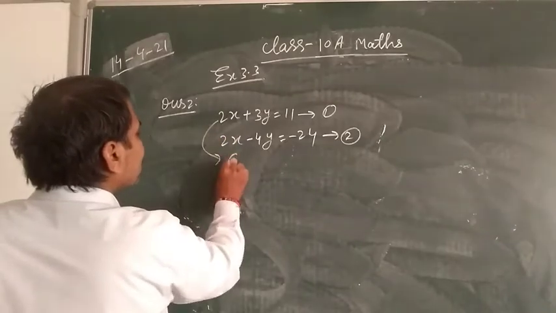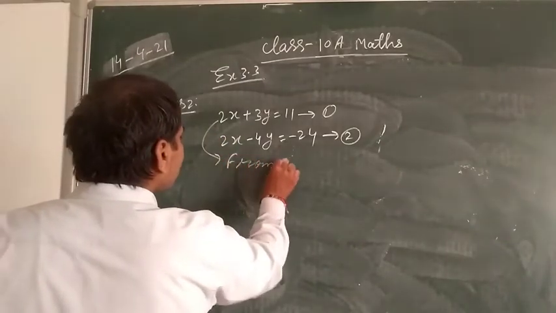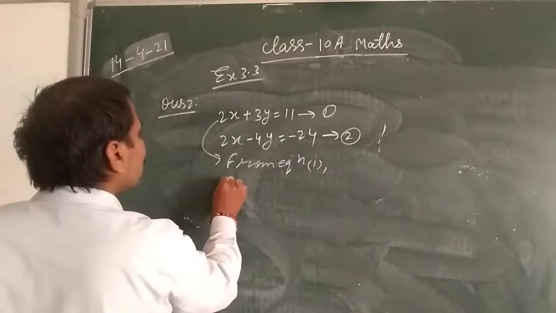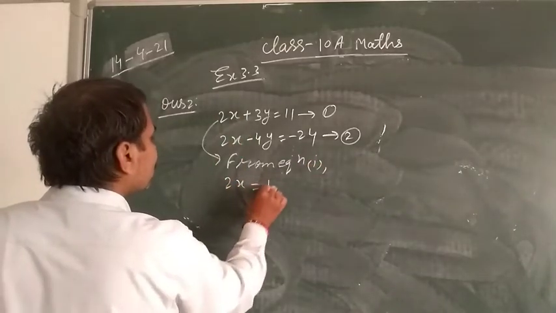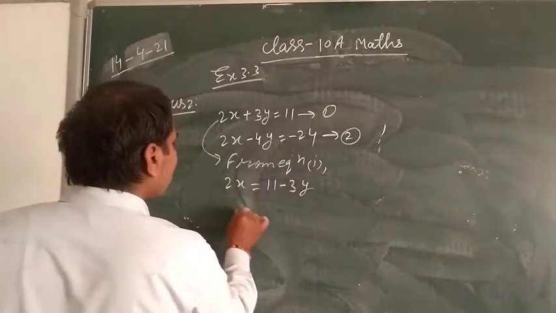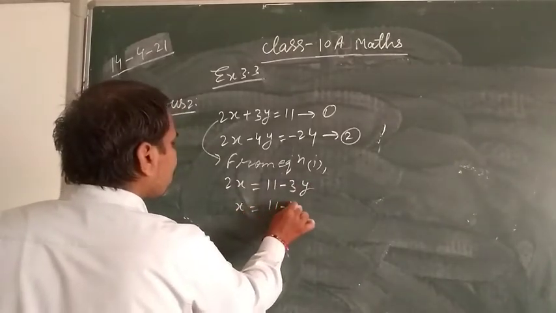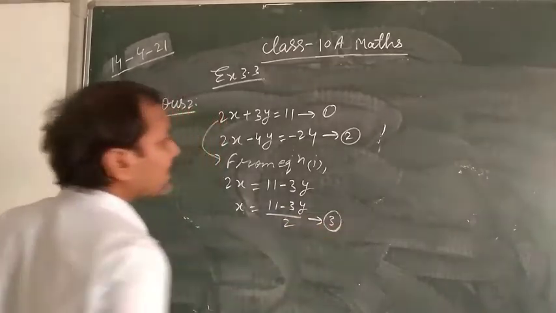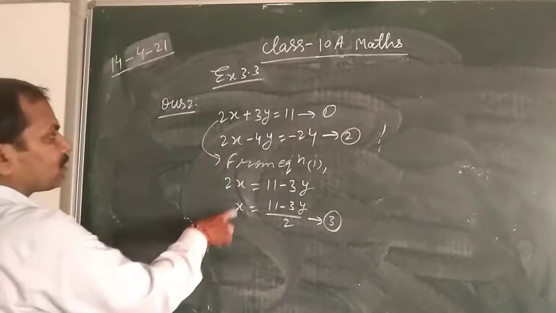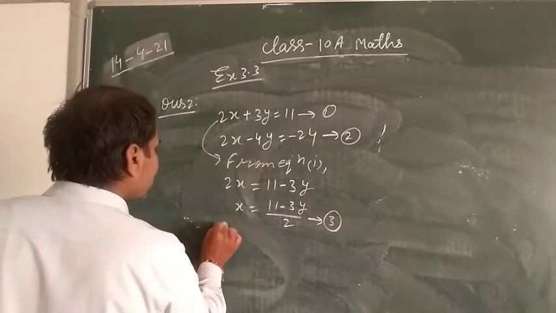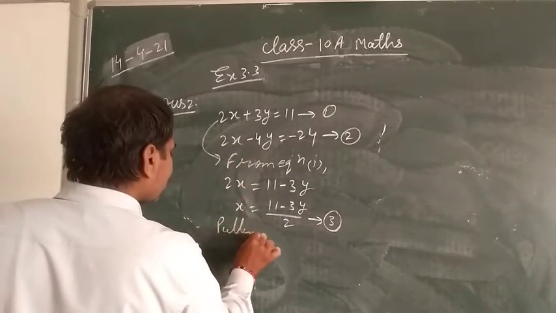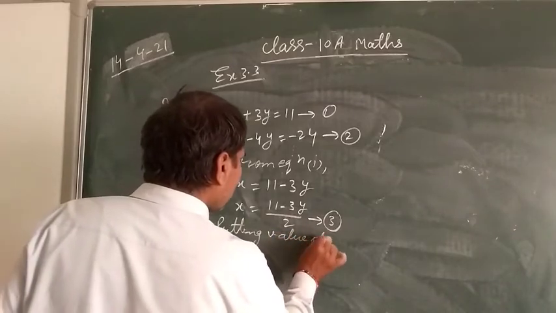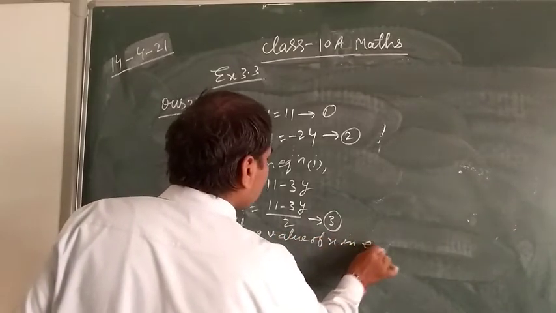So now equation 1. So 2x is equal to 11 minus 3y. Then x is equal to 11 minus 3y upon 2. Then putting the x value in equation 2, putting the value of x in equation 2.